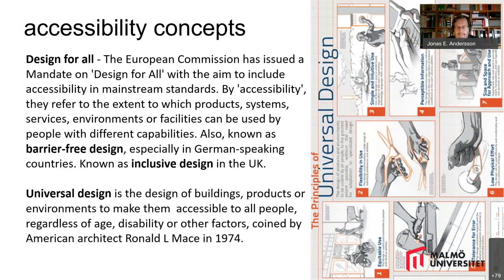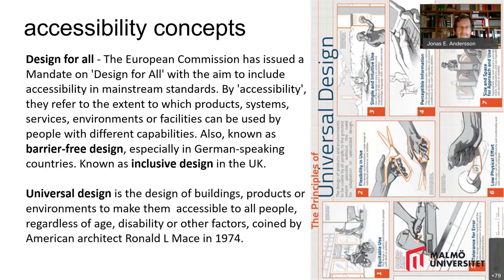And in the European context, you will probably find design for all as a major concept for emphasizing accessibility and usability for people with disabilities in architecture and the built environment. Design for all is mainly used by the central European states, as well as in the Nordic states. However, in German-speaking countries, you can also come across barrier-free design, which is a type of design that has the same intention as design for all, to remove barriers for people with disabilities.